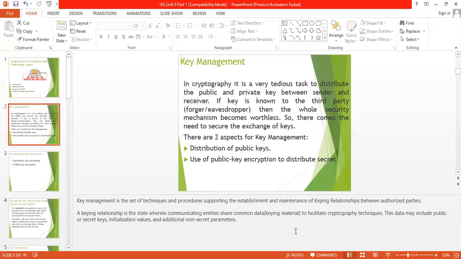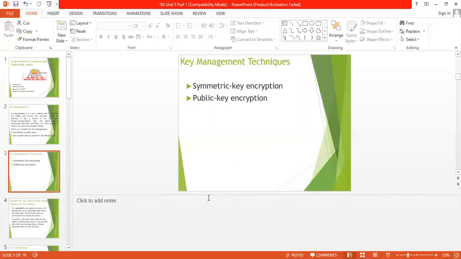Basically, there are two aspects of key management: one is the distribution of public keys, the other is public key encryption. Key management techniques are basically of two types: one is symmetric encryption, the other is public key encryption. Symmetric key encryption is a more efficient way of encrypting large messages. In symmetric key cryptography, a common secret key is used between the two people. In public key encryption, we use two keys: one is the public key, the other is the private key.